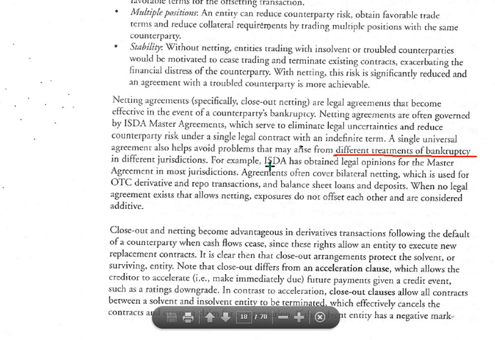So ISDA has obtained legal opinions in most jurisdictions. Agreements often cover bilateral netting, which is used for OTC derivatives and repo transaction, as well as balance sheet loans and deposit. When no legal agreement exists which allows for netting, exposures do not offset each other and these are additive. So exposure will keep on adding, right?